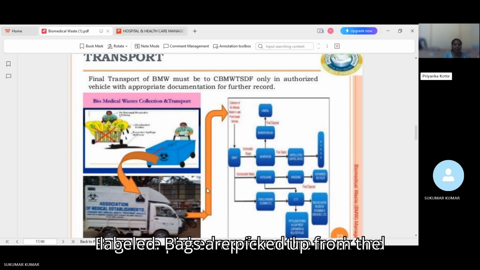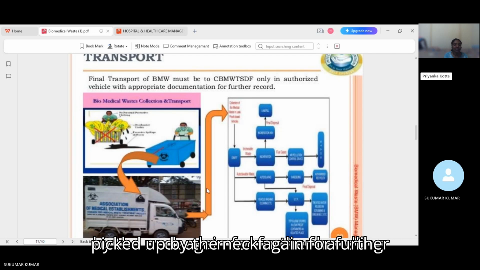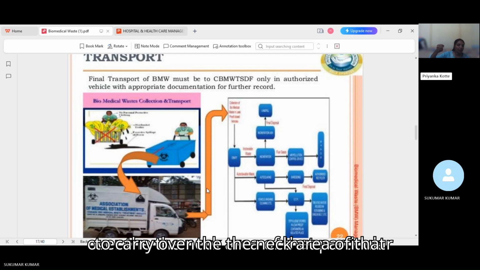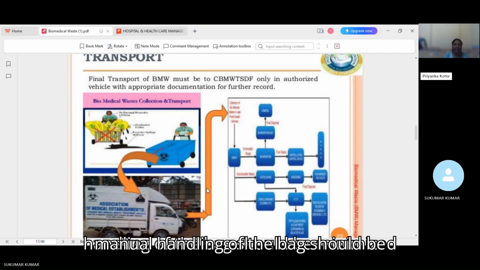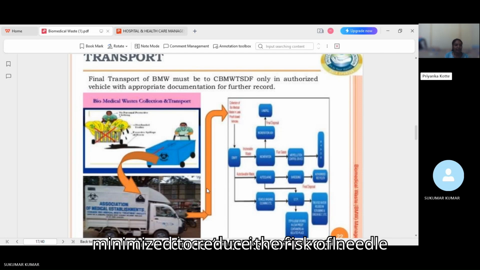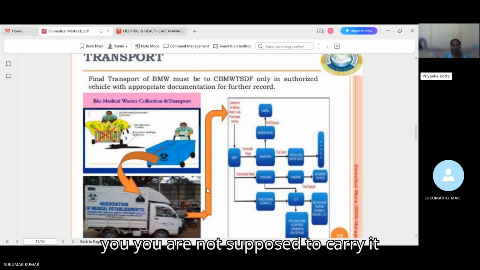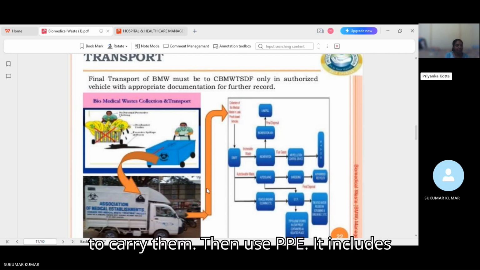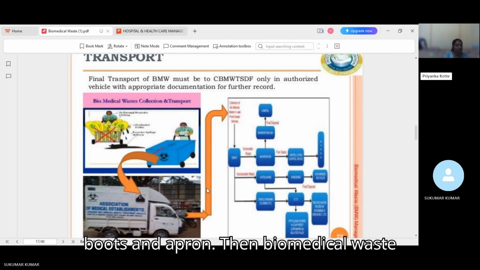Bags should be picked up by the neck for further handling. You're not supposed to carry a bag from the bottom; you need to carry it by the neck area of that particular bag. Manual handling of the bag should be minimized to reduce the risk of needle pricks, injuries and infections. You are not supposed to carry it manually; we need to use gloves to carry them. Then use PPE. It includes a face shield, goggles, cap, gloves, face mask, boots, and apron.